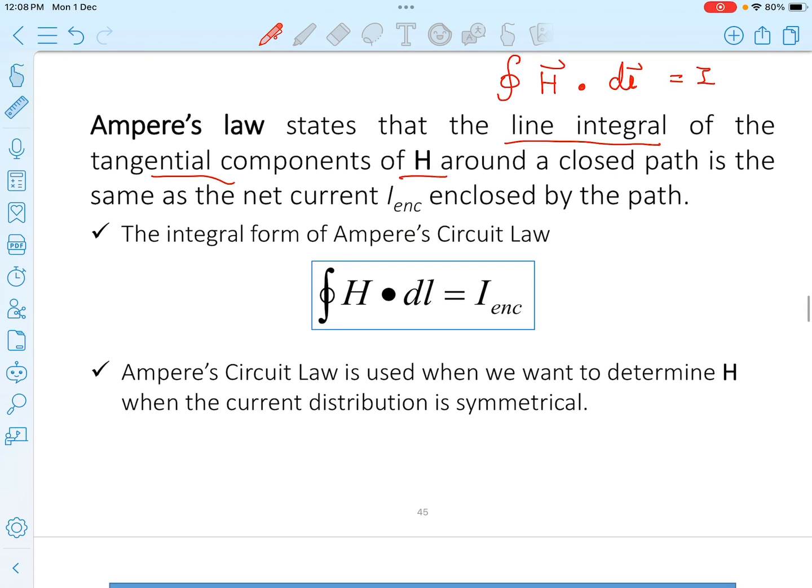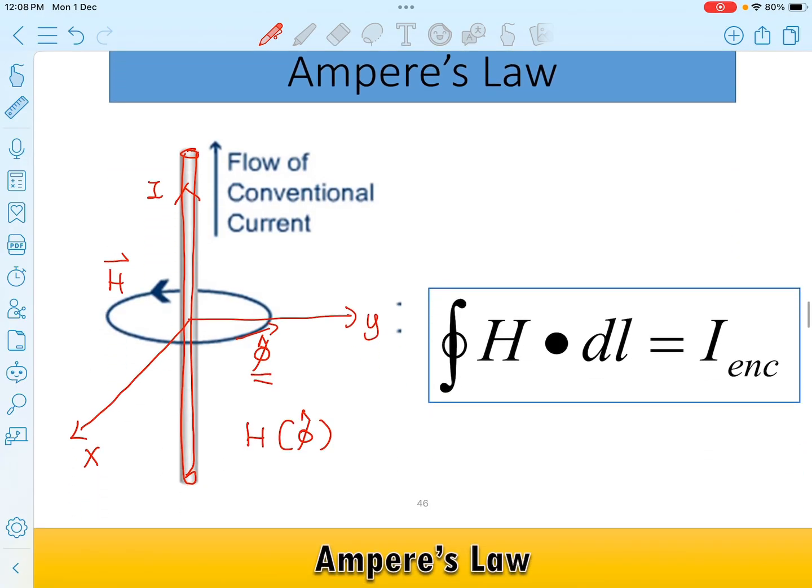Ampere's law is used when we want to determine the magnetic field, and we have to make sure that the current distribution is symmetric. This is what I meant just now. If we integrate the magnetic field in the closed loop, we will get the I, the current that is enclosed by the loop. This is the general formula for Ampere's law.